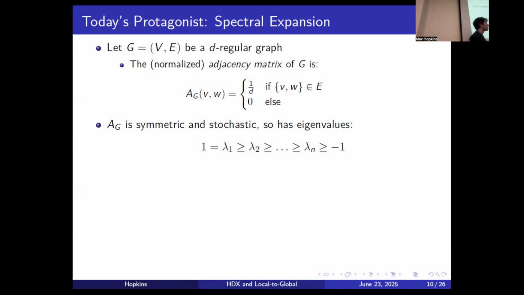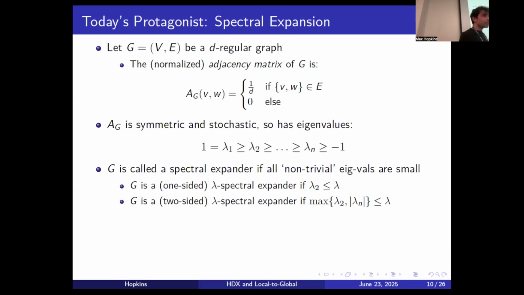A graph is called a spectral expander if all of the non-trivial eigenvalues, lambda 2 through lambda n, are small. There are generally two variants of this. There's one-sided spectral expansion, which just tells you that lambda 2 is small. And there's two-sided spectral expansion, which tells you that both lambda 2 and the absolute value of this negative 1 over here, this smallest negative eigenvalue, are both small. We'll mostly focus on one-sided expansion throughout, except in a couple of places.